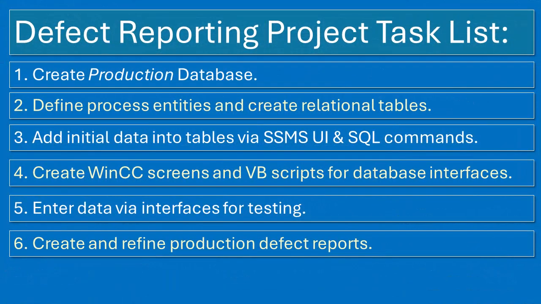So here is our task list for this project that will cover the next couple of sections of this course. First, we'll create a production database, and then we'll define process entities and create relational tables. We'll learn how to add initial data into the tables via the SQL Server Management Studio UI, as well as doing straight SQL commands. Then we'll create WinCC screens and write VB scripts to create our database interfaces. We'll enter data via these interfaces for testing, and then create and refine production defect reports.